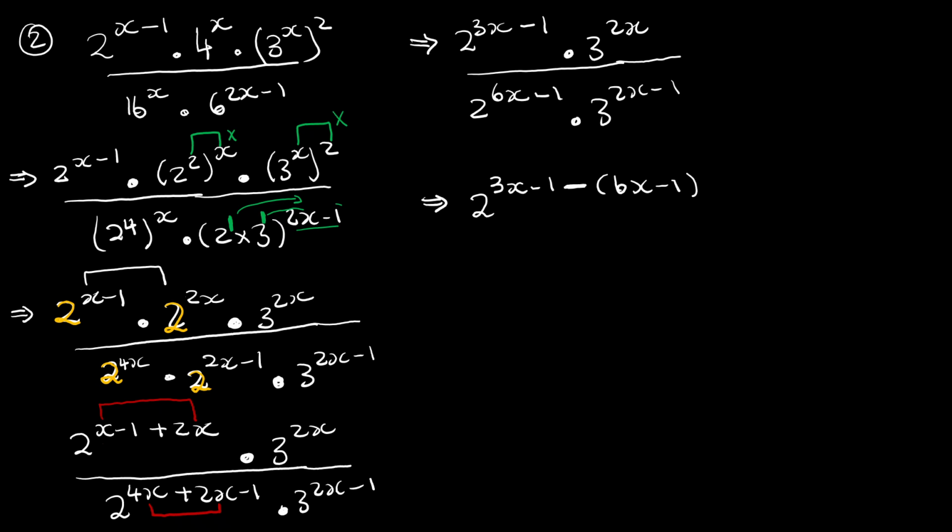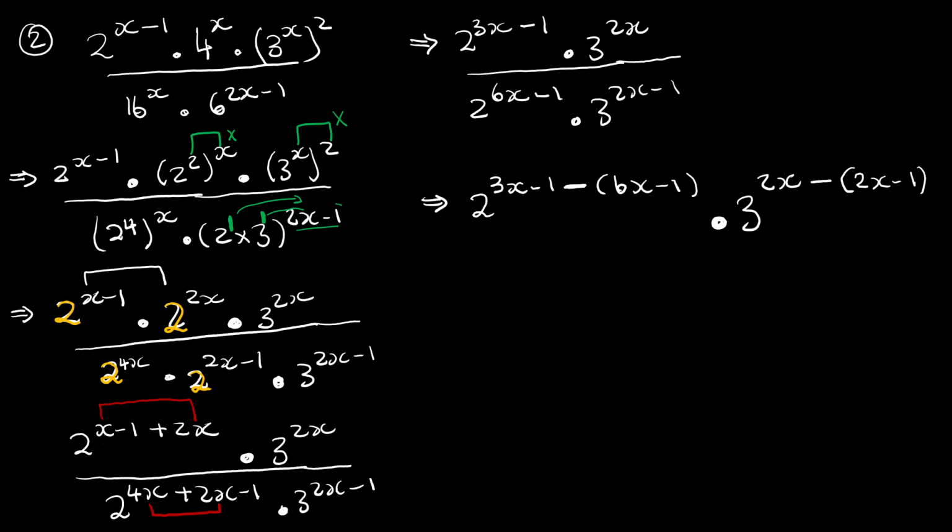So now we still have the base 3. We're going to write 3, which is the one on top. We take the exponent of the one on top, and we minus the exponent of the one on the bottom, which is 2x minus 1. I hope this makes sense. I hope everyone is happy so far.